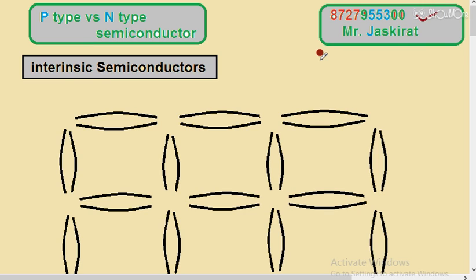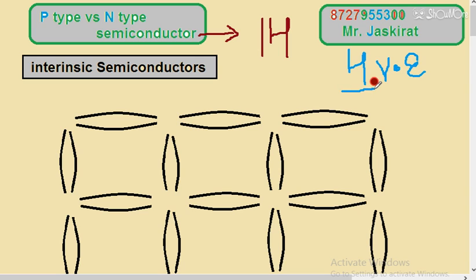First of all, you know about semiconductors. So semiconductors belong to which group? Semiconductors belong to group number 14. Group number 14 means they contain 4 valence electrons. Valence electrons means electrons that are present in the outermost shell. So they have 4 valence electrons. You can take the example of silicon, and you can take the example of germanium also. So two examples you can simply take.